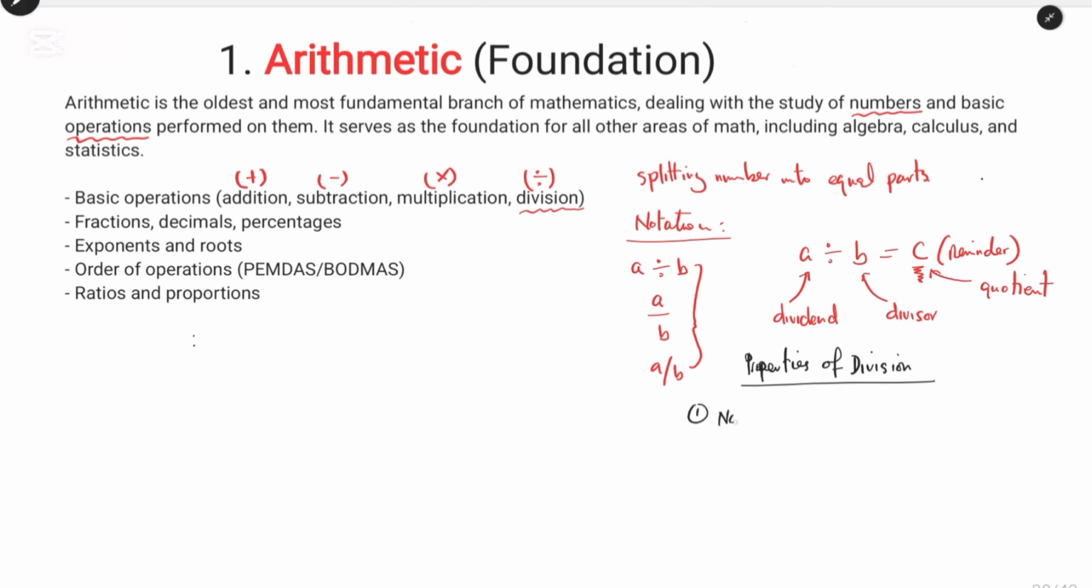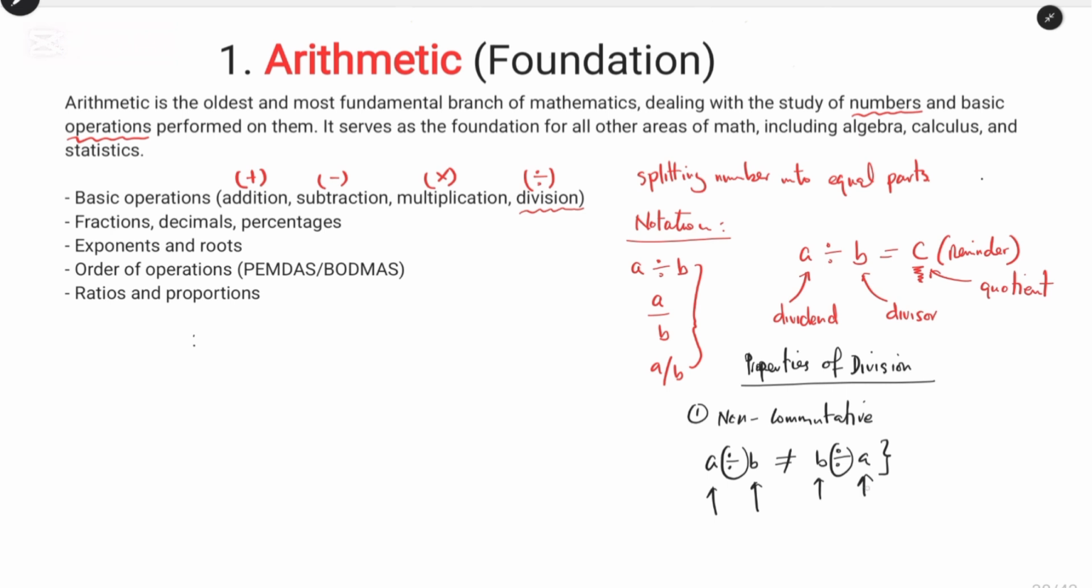The first one is the non-commutative. We talked about commutative in our previous example when we discussed addition, subtraction, multiplication. And in division, it is non-commutative. That means a divided by b is not equal to b divided by a. That means the variable that appears along with the operator is important. Variables may have different values, so the way they appear with the operator is important.